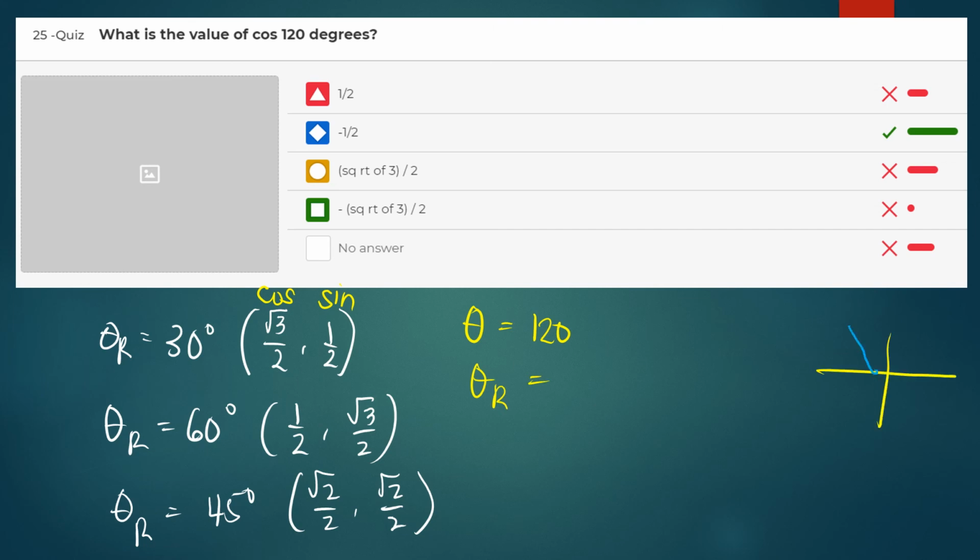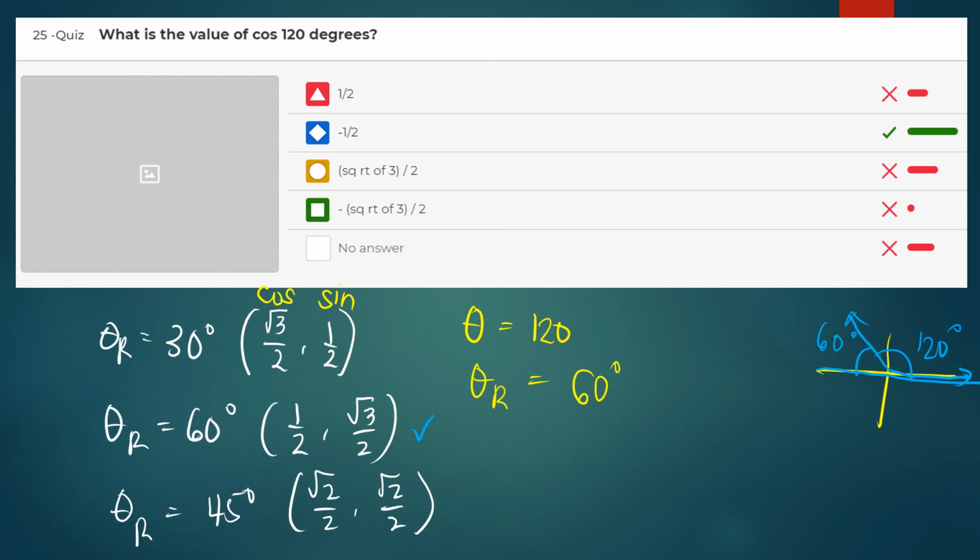So we have here 120 degrees. Let me erase this. It will be somewhere here. Let me change pens. It will be somewhere here. That is our 120 degrees. If this is 120, this is 180. So the remaining angle here will be 60 degrees. If that is 60 degrees, we will use this value. So our reference angle is 60 degrees.